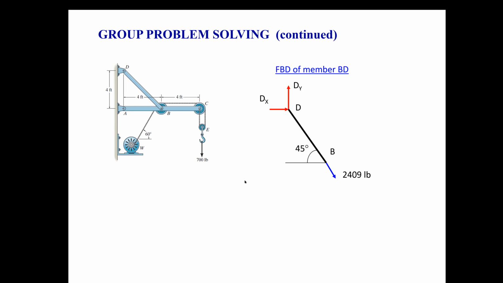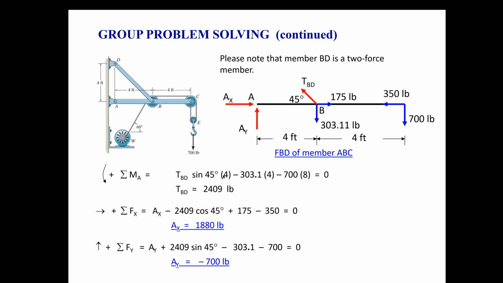Okay. And then the next thing we want to do, we know all of the reactions at those points, or at those joints. Now what we want to do is we want to go and find the FBD of member BD. Okay. Well, this is just a 2-force member, so we've already solved that problem. We know what this is, right? It's 2,409 pounds. And it's pulling down to the right, okay?